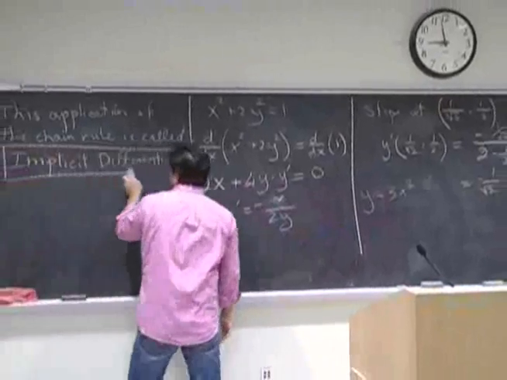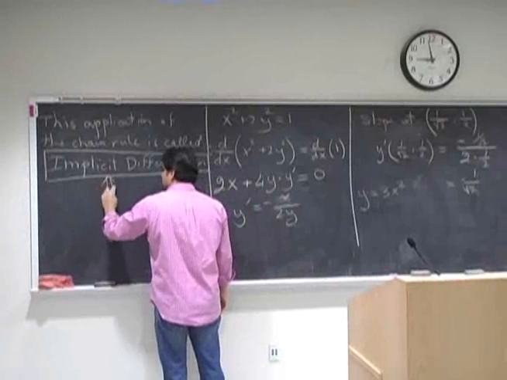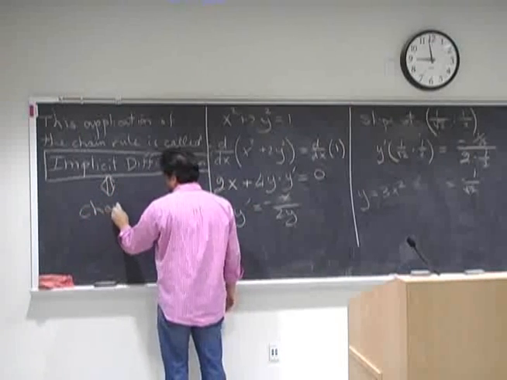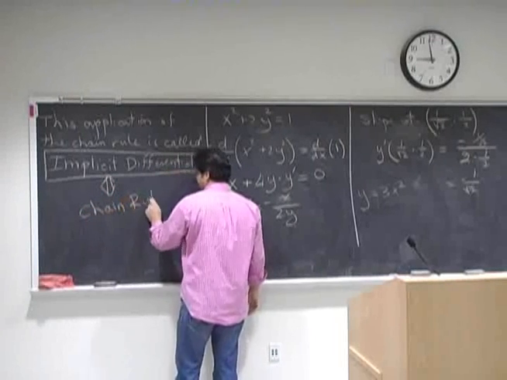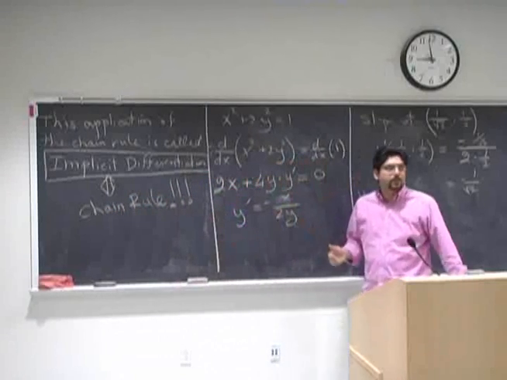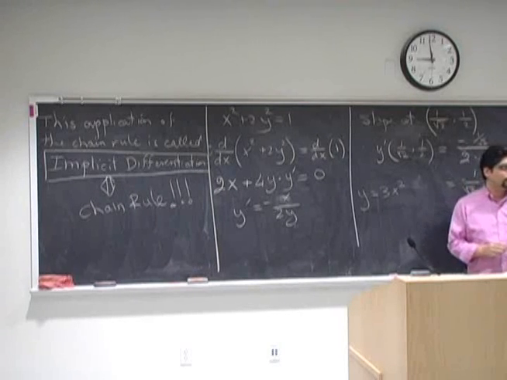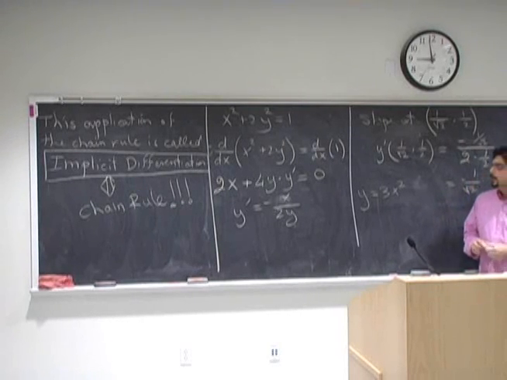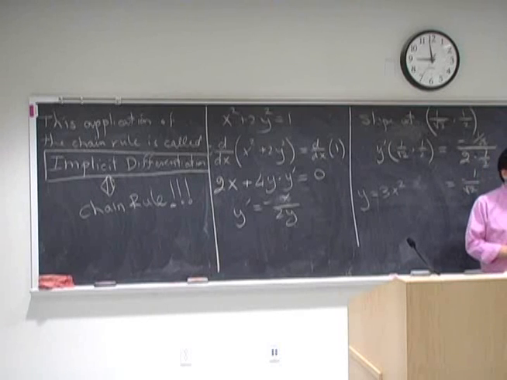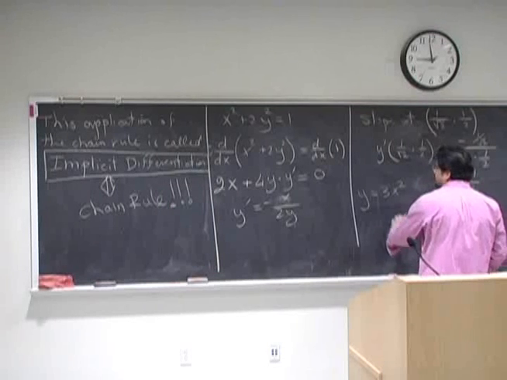But don't think about implicit differentiation without thinking of the chain rule, because that's exactly what it is. That's all it is, and that's why I didn't want to name it when I was working. It's just all part of the chain rule. It's just an application of the chain rule. There isn't much new theory behind it.